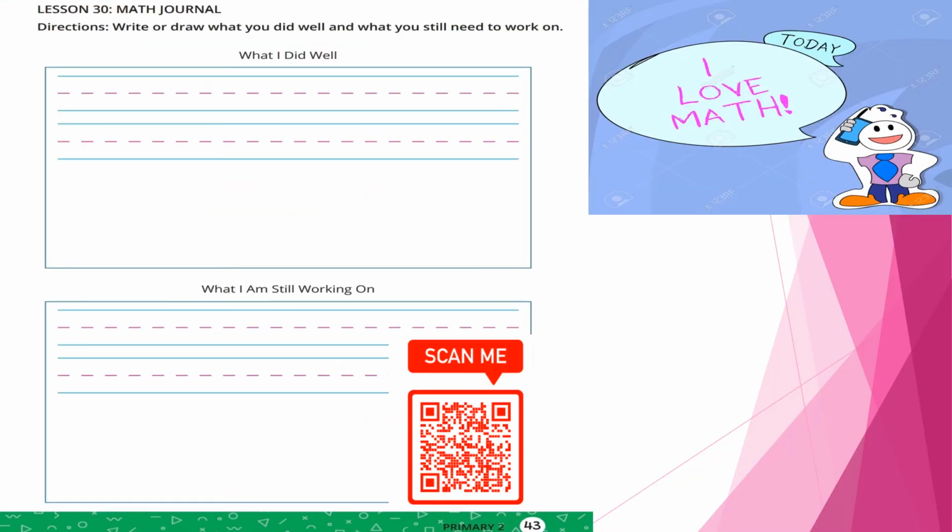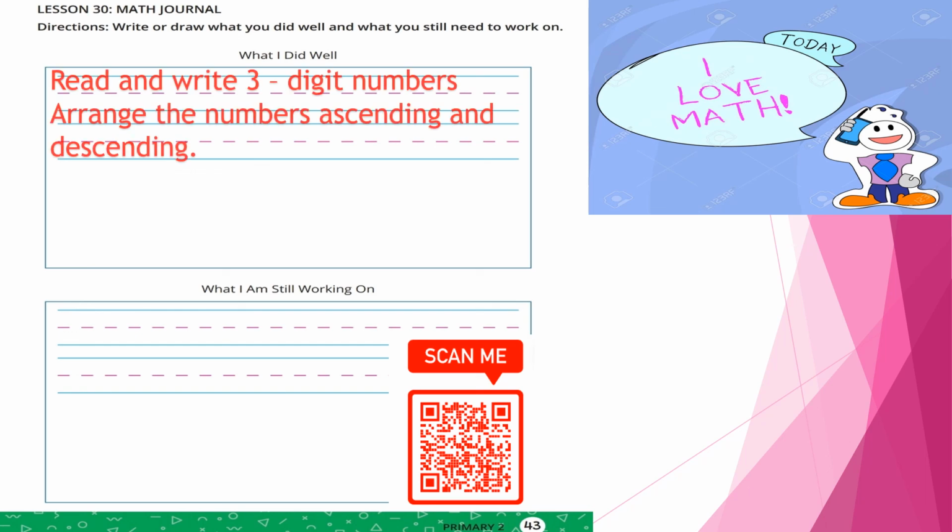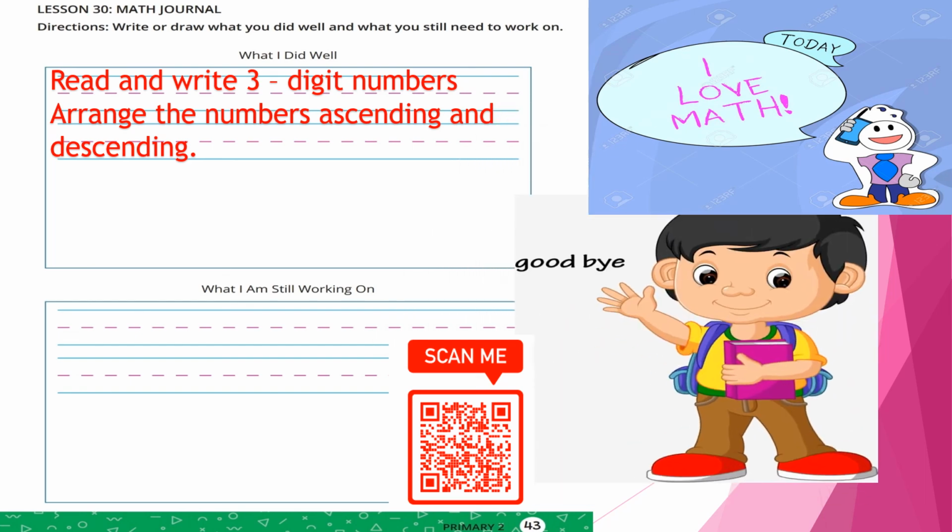Our math journal. Write or draw what you did well and what you still need to work on. What I did well: read and write three-digit numbers. Arrange the numbers ascending and descending. Complete this page and goodbye.